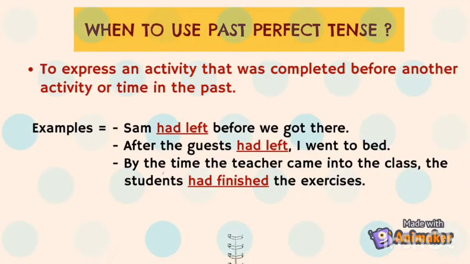Okay, now when do we use past perfect tense? We use past perfect tense to express an activity that was completed before another activity or time in the past. For example, Sam had left before we got there. The first activity is Sam left. Then the second activity is we got there. Both activities happened in the past.